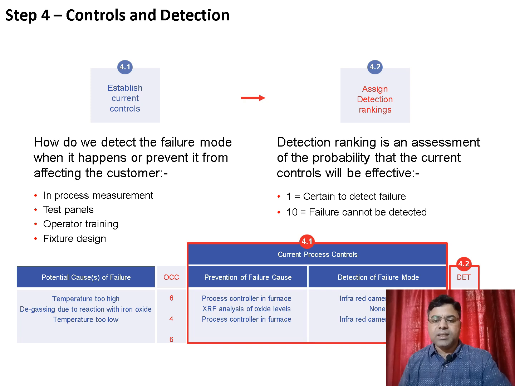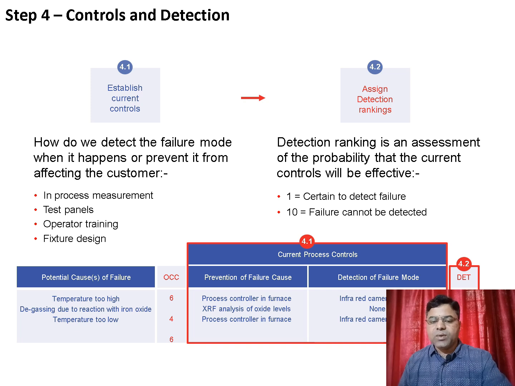Fourth is control and detection. In the fourth step also there are two sub steps. First is establish current controls. How do we detect the failure mode when it happens or prevent it from affecting the customer? This we have to keep in mind.